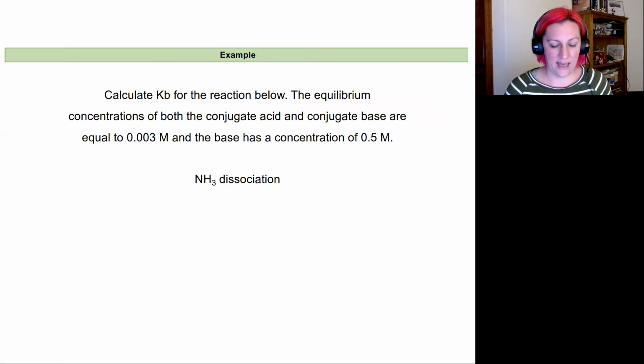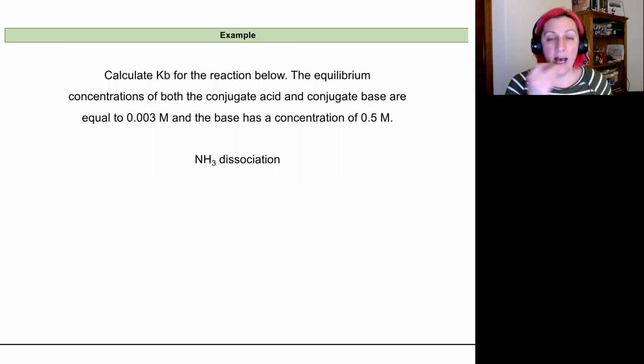Let's look at an example and walk through it. We're going to calculate the Kb, or the base ionization constant, for the reaction below. And we're just being told it's ammonia's dissociation. We know some of the equilibrium concentrations for the conjugate acid and base, and that they're going to be 0.003 molar, and that the base itself will have a concentration of 0.5 molar. So let's write out our dissociation reaction and then our Kb expression and plug those values in.